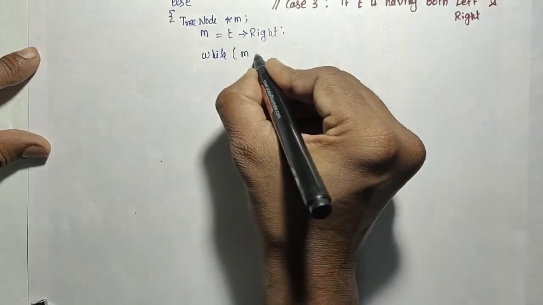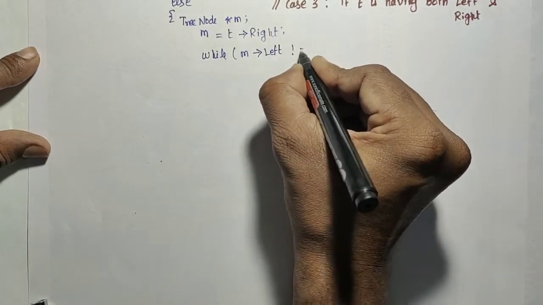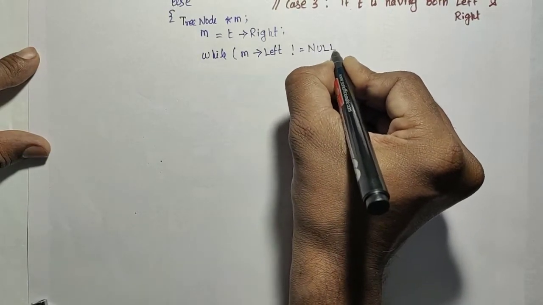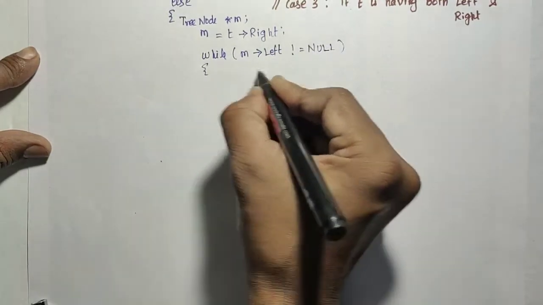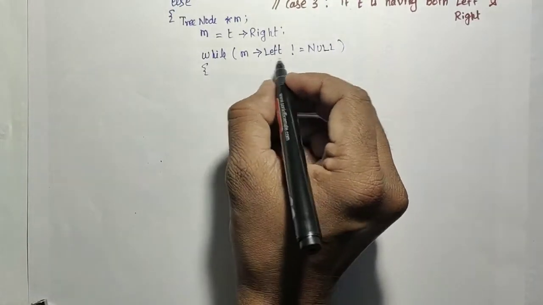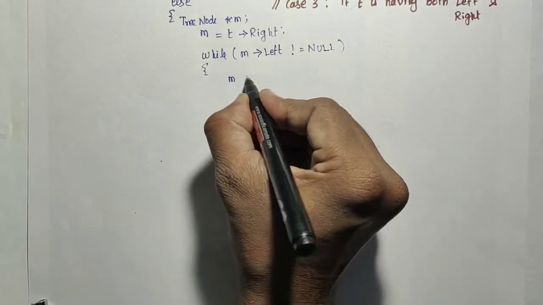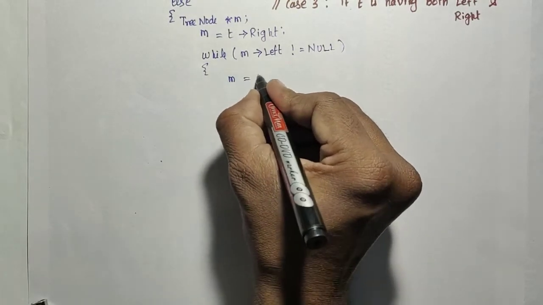So I need to keep on moving m while m of left is not equal to null. It will be terminated once m of left reaches null. So the loop is: while m of left not equal to null, not m not equal to null, m equal to m of left.